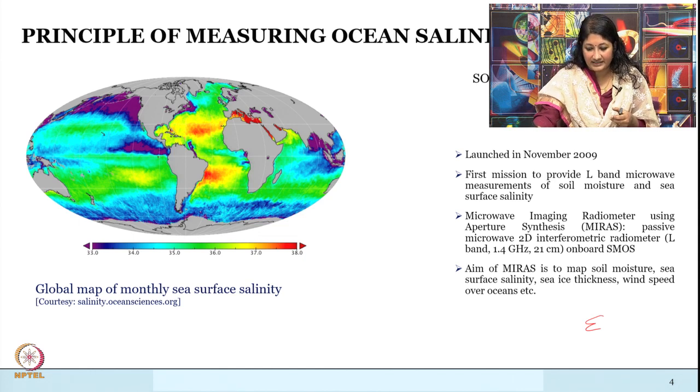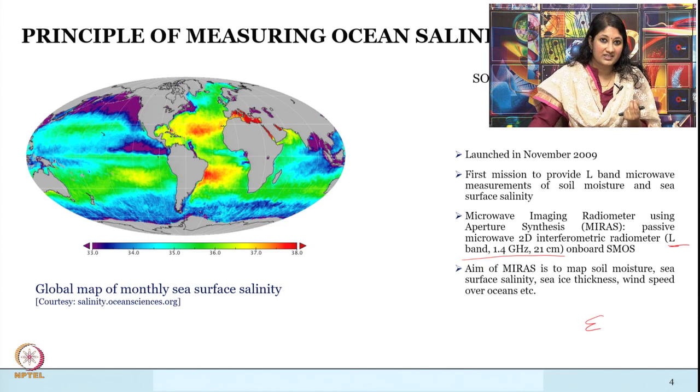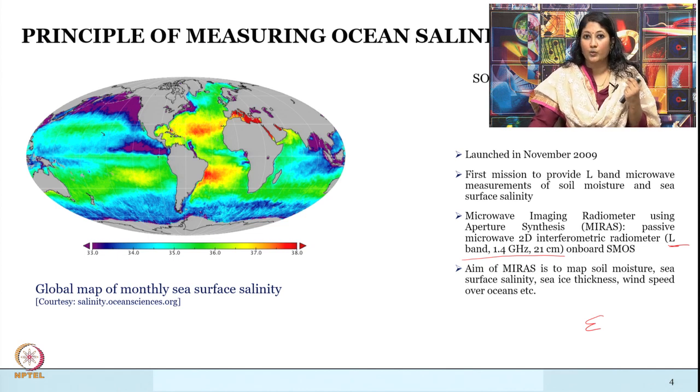So, given here are the details of the SMOS mission, which carries MIRAS, that stands for microwave imaging radiometer using aperture synthesis, a passive microwave 2D interferometric radiometer operating at L band, that is 1.4 gigahertz, 21 centimeters. And the aim of MIRAS is to map the soil moisture, sea surface salinity, sea ice thickness, wind speed over oceans, etc. So, I would urge you to visit this site to get more details about SMOS.